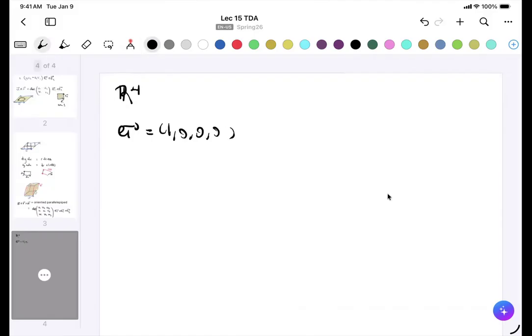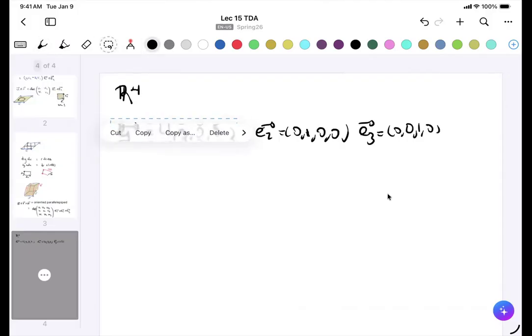Actually, I'm glad you bring this up because it's also useful to write everything in R4, because 4 is an important dimension, since space plus time is 4-dimensional. So it's also useful to know how things look in R4. But yeah, in R4 you have 4 standard unit vectors, right?